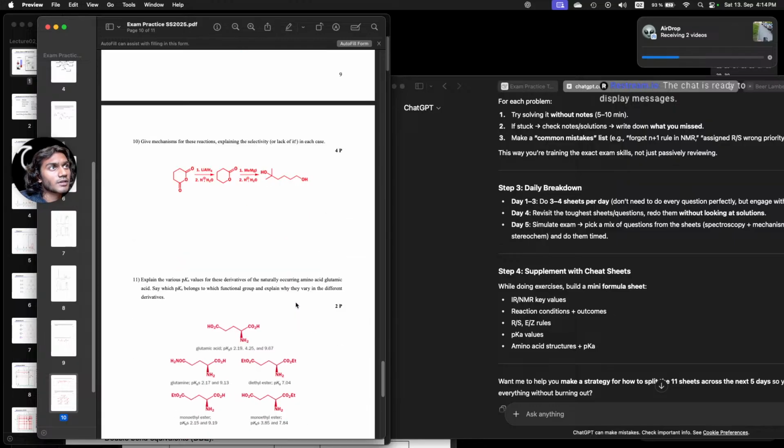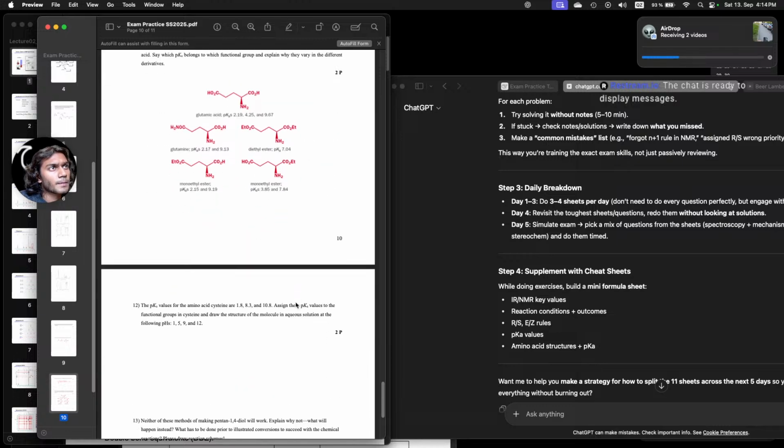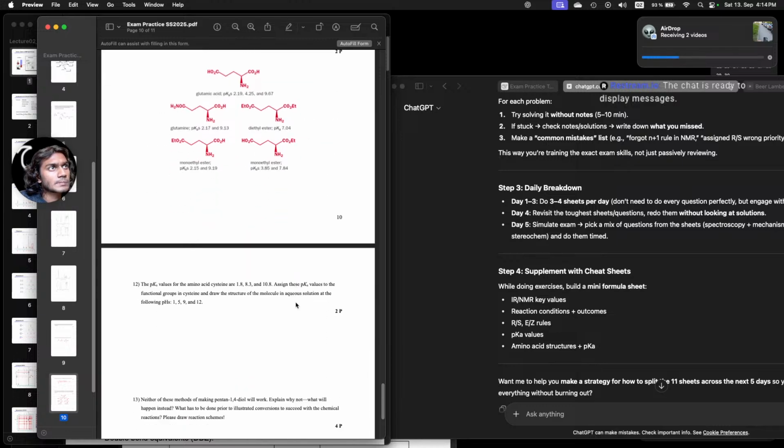Explain the various pKa values for the derivatives of the naturally occurring amino acid, glutamic acid. Say which pKa belongs to which functional group and explain why they vary in different derivatives. The pKa values for the amino acid cysteine are 1.8, 8.3, 10.8. Assign these pKa values to the functional groups in cysteine and draw the structure of the molecule in aqueous solution at the following pH.